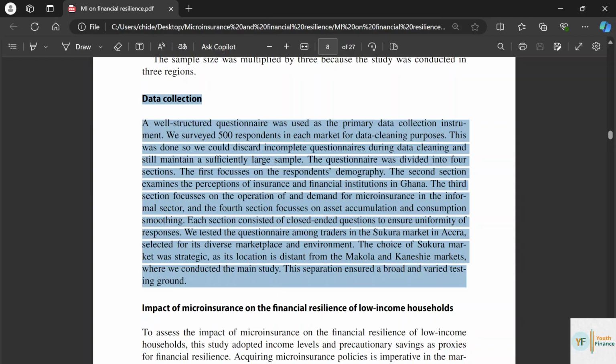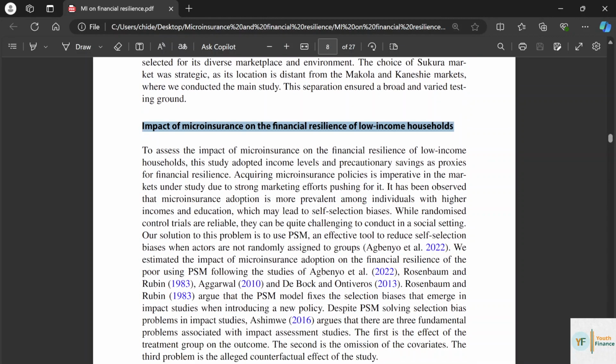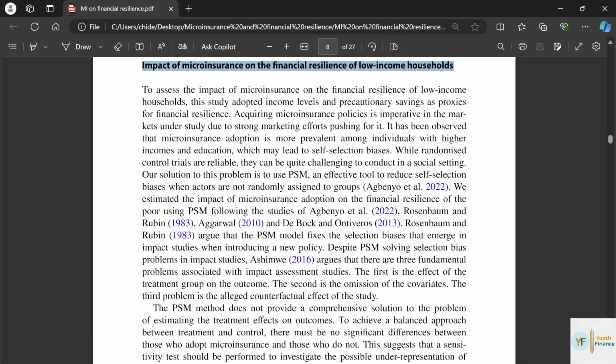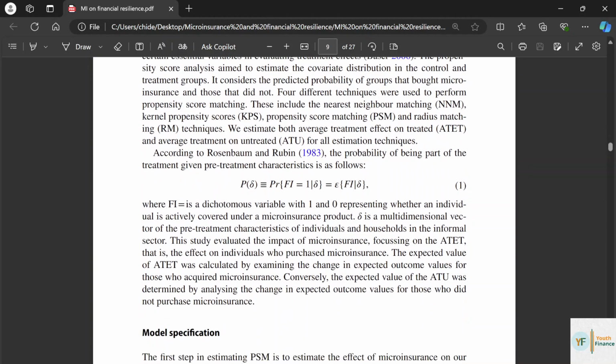So when we come to the main objective, this is the main objective. We are assessing the impact of microinsurance on the financial resilience of low-income households. For us to do that, we had to come up with proxies for financial resilience. So we used income and precautionary savings, both to proxy for financial resilience. And we applied propensity score matching to assess the impact of microinsurance on the financial resilience of low-income households. Since propensity score matching has to do with both the treatment and the control groups, we have our equation 1 here.